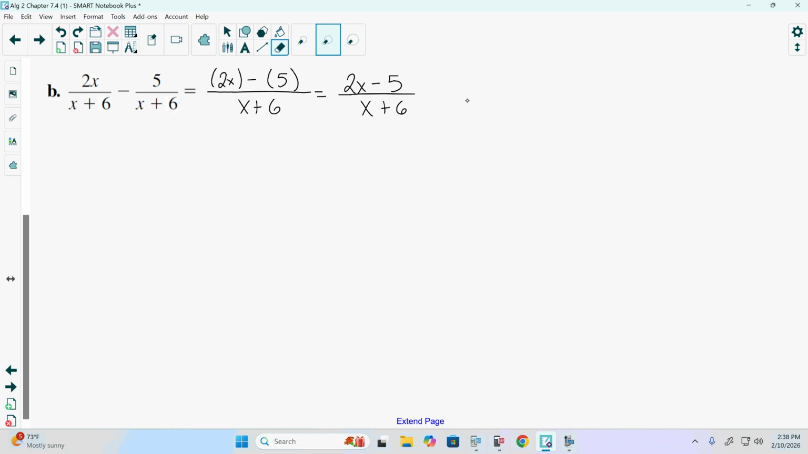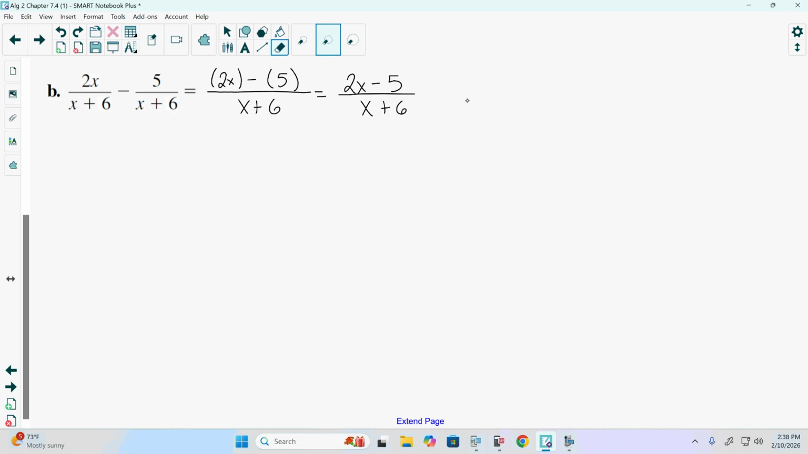Let's look to the bottom, x plus 6. Is there a greatest common factor between x and 6? No, not x and 6, because we do have an x on top, yes? So nothing we can do factoring-wise to simplify further, at least the numerator itself and the denominator, the top and bottom independently of each other.